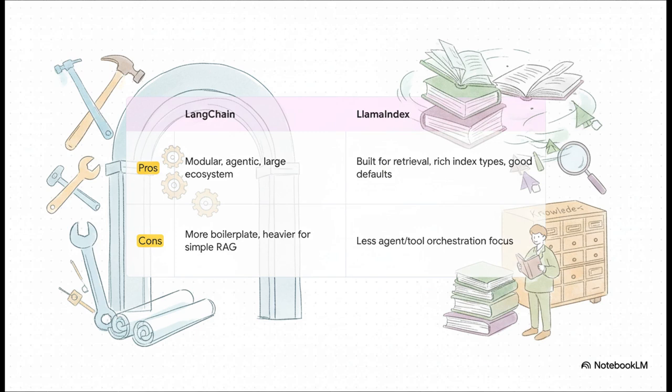Here's the bottom line. LangChain's biggest strength, its incredible flexibility for building complex agents, can also be its weakness for simple RAG. It can sometimes feel like you're building a whole car just to go to the corner store. And on the flip side, LlamaIndex's laser focus on retrieval means it's historically been less about building those complex tool-using agents. They're almost perfect mirror images of each other.